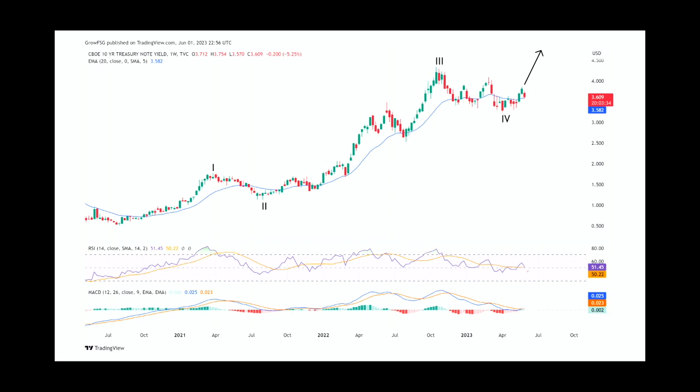If yields start falling and we get below this 20-week moving average line, particularly if we get below here, great. We have another move down, and this Elliott wave count is wrong. But until that happens, it looks like yields want to move higher, which is rough on the economy.